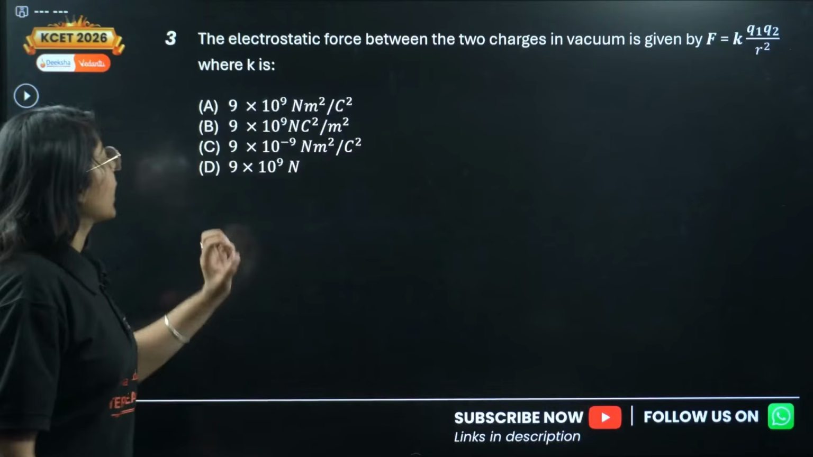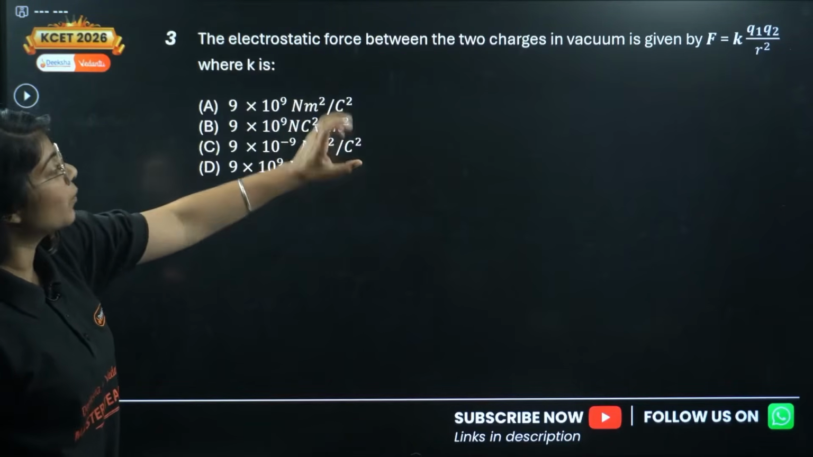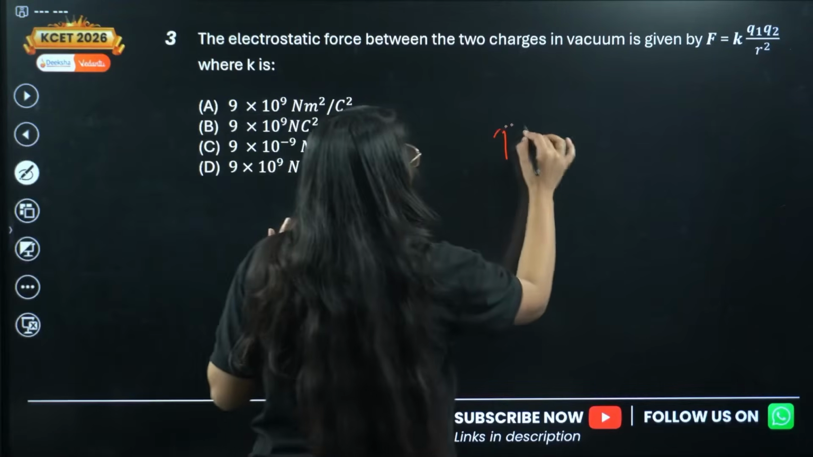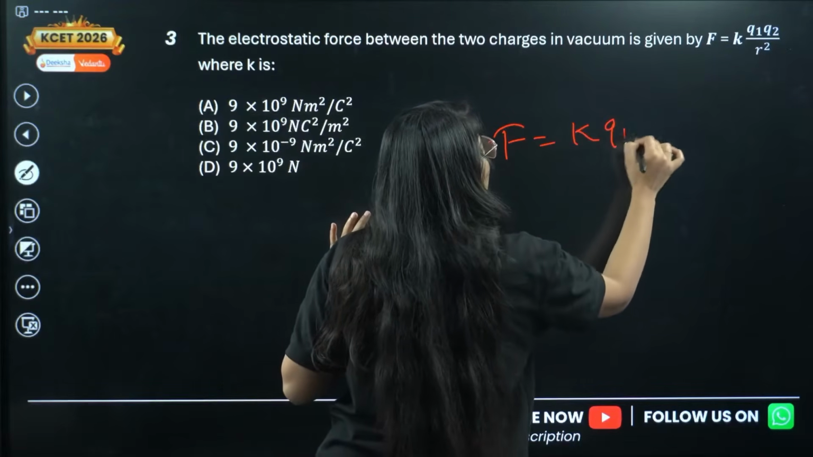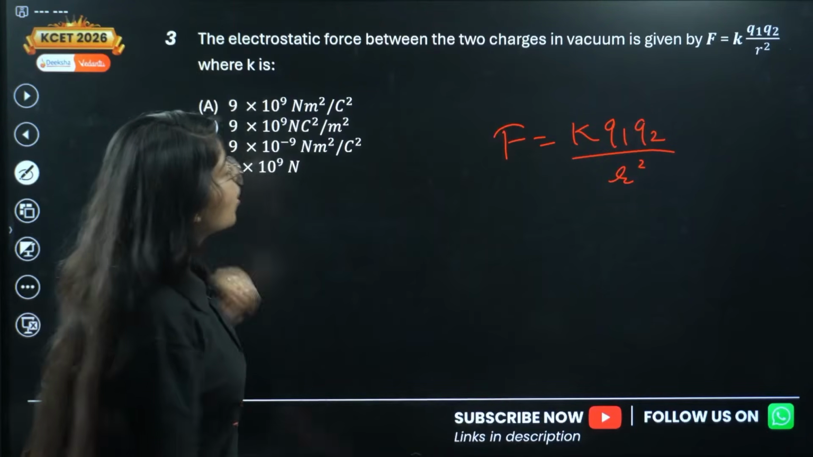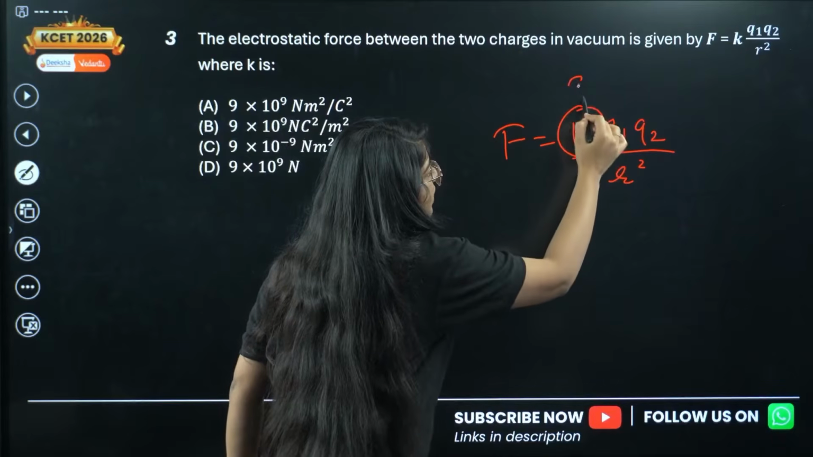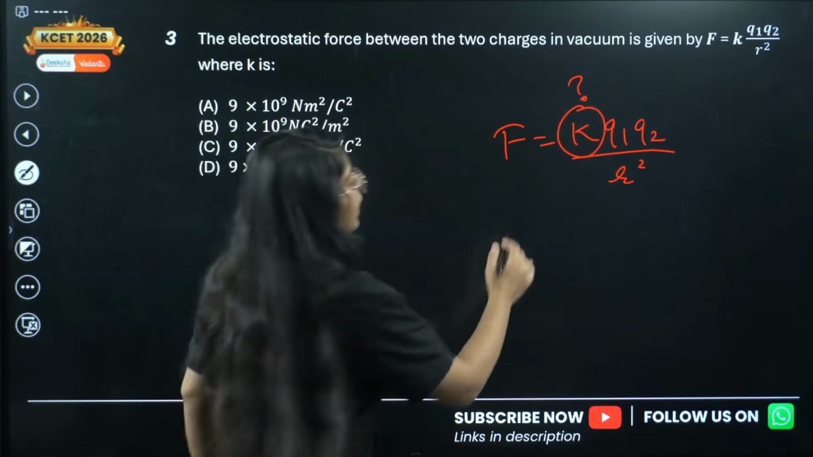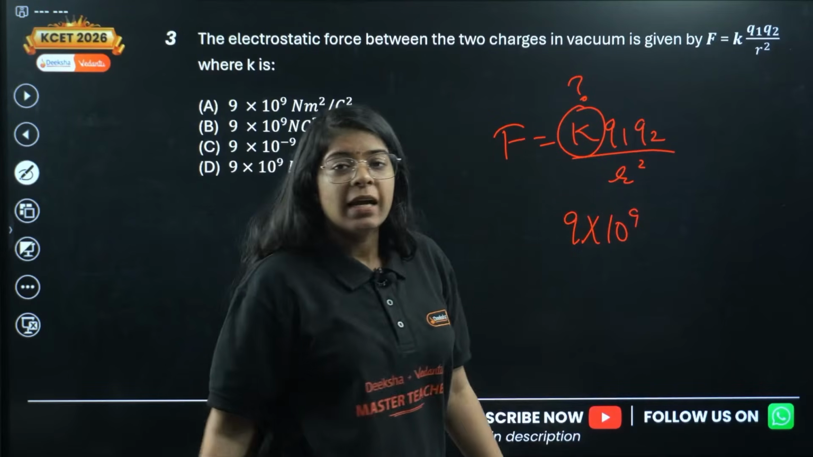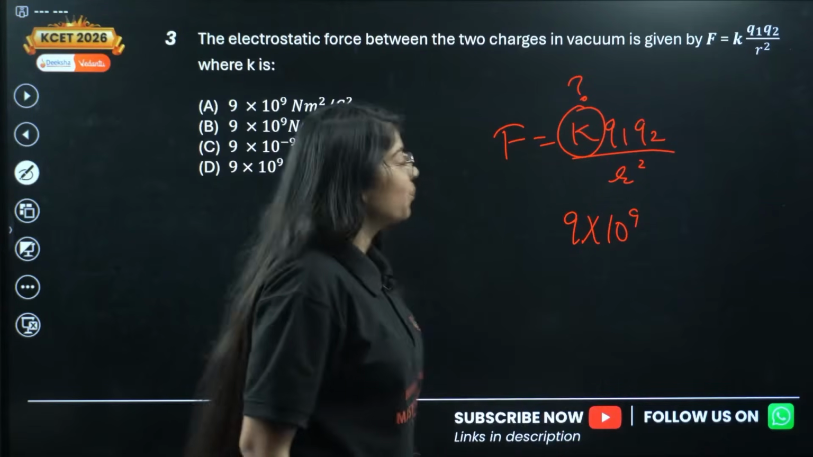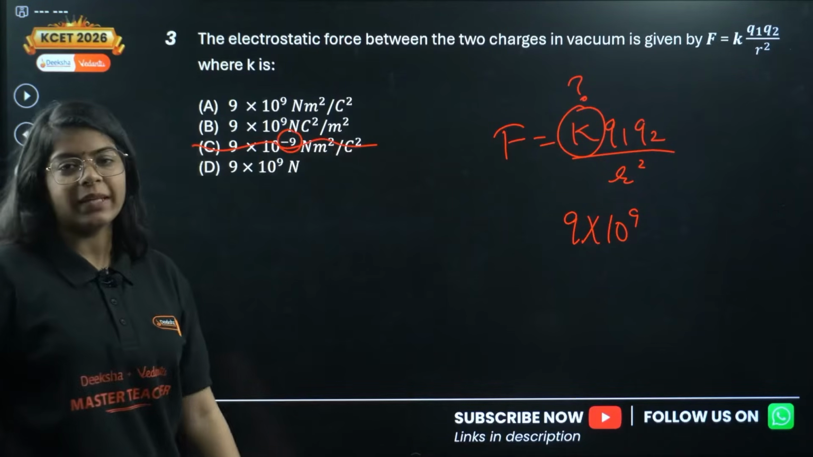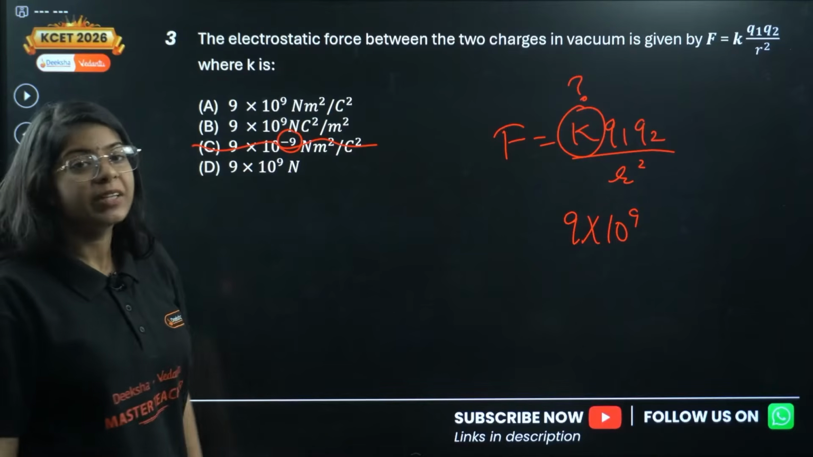Okay. The electrostatic force between the two charges in vacuum is given by this. We know that force is given by K Q1 Q2 divided by R square, correct? Now they are asking what is K here. So the value of K I know is 9 into 10 raised to power 9. So this one cancels out, correct? All these have different units.